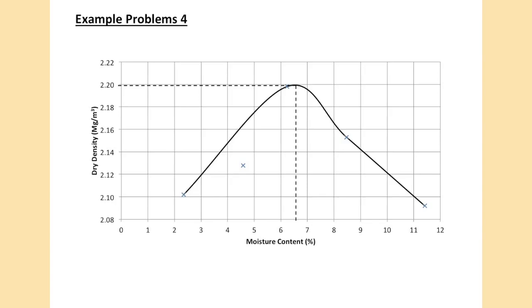The optimum moisture content and maximum dry density can be obtained from the graph. As explained previously, the optimum moisture content and maximum dry density are the values at the peak of the curve. For this question, the optimum moisture content is 6.6% and the maximum dry density is 2.198 megagram per cubic meter.